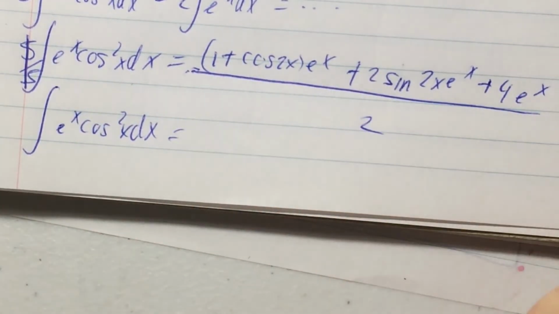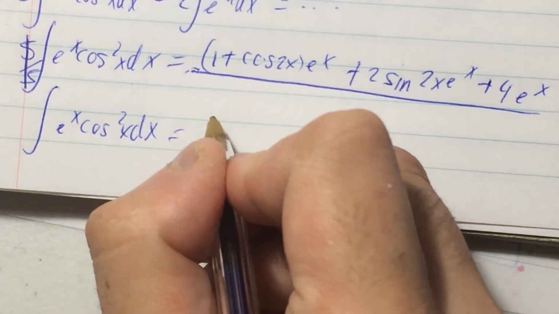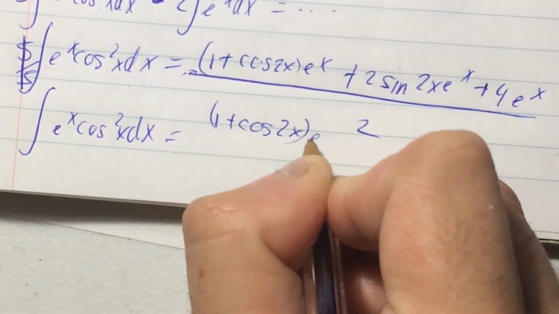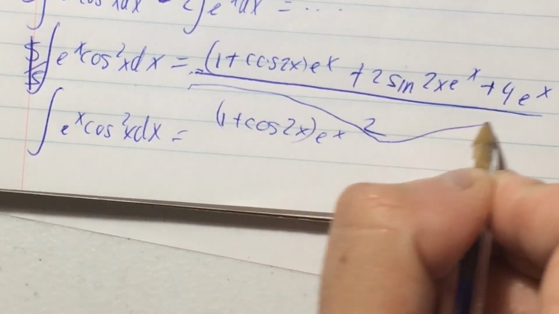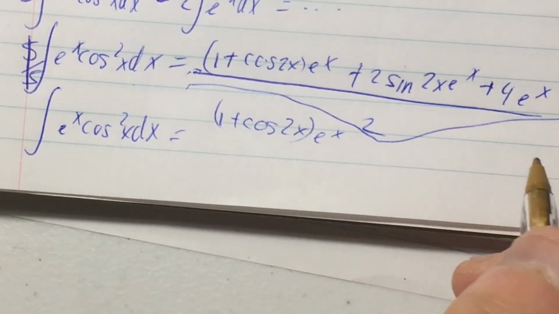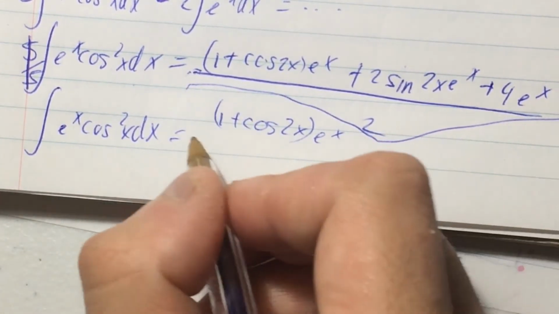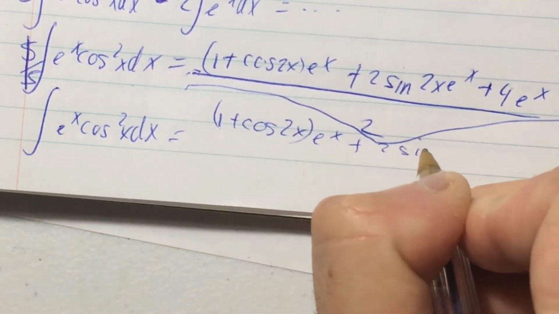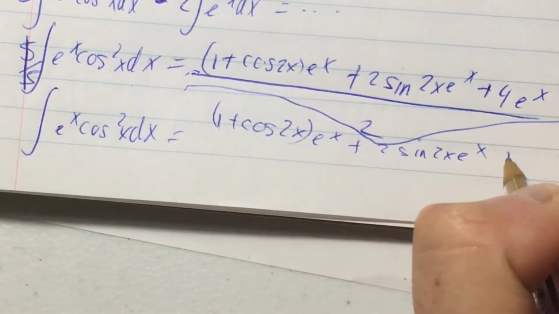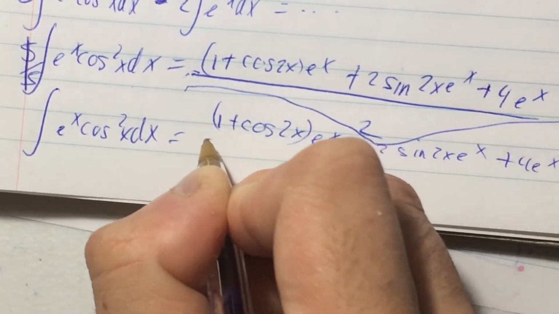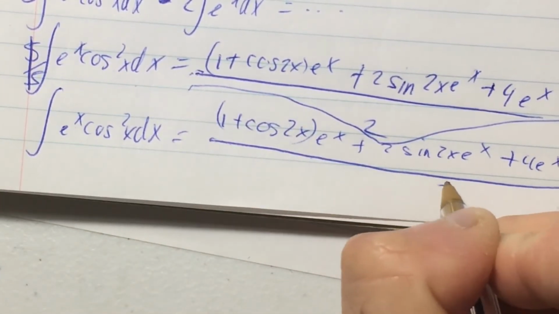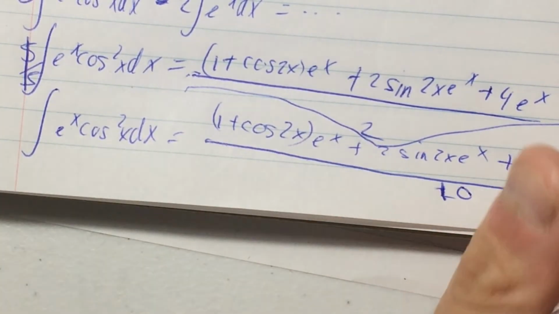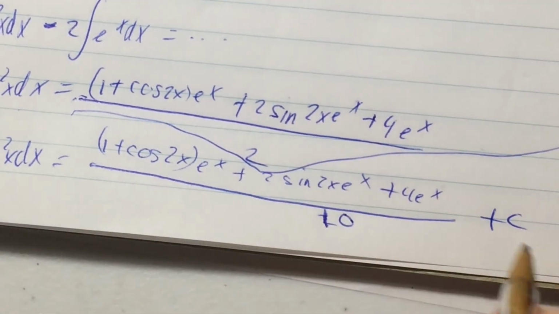You'll see it's so similar to the original, the sine one, but this is the final answer. So I'm going to do a little line there so it's not interfering with the problem. Well, I've got 1 plus cosine 2x e to the x, and I have plus 2 sine of 2x e to the x, I have plus 4 e to the x, all over 2, actually 10 plus c, because I'm divided by 5 if you recall. So that's the final answer.